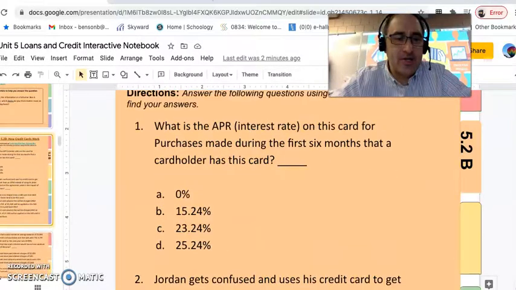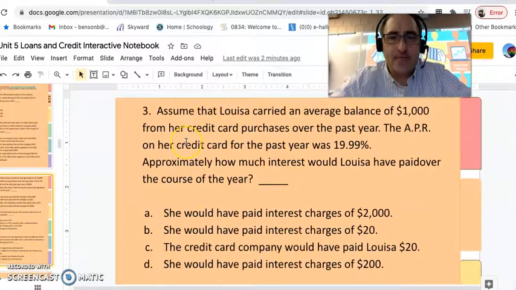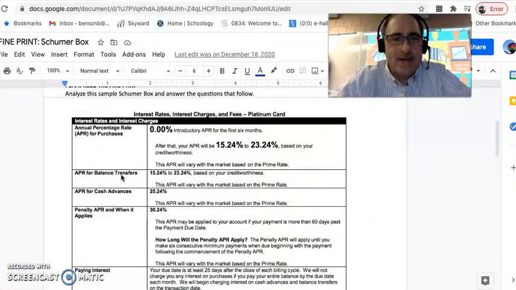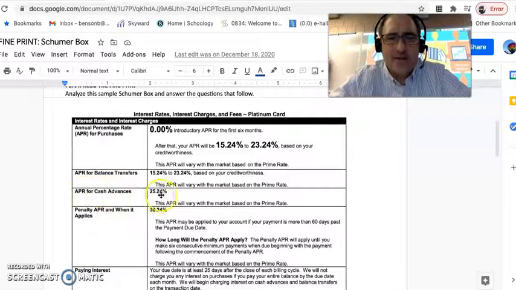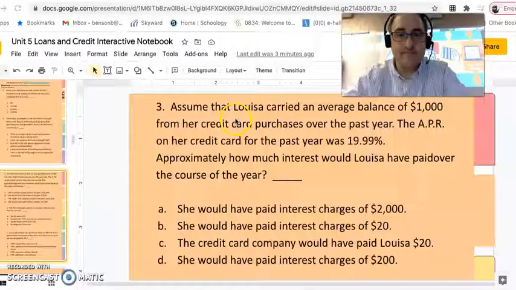On the next page, the questions continue. So we're going to, again, refer to that Schumer box. Because you're getting money from your credit card company, that ATM fee constitutes a cash advance. Ooh, you pay a 25% interest rate on that.